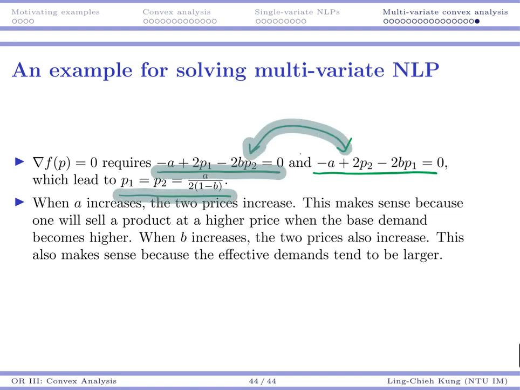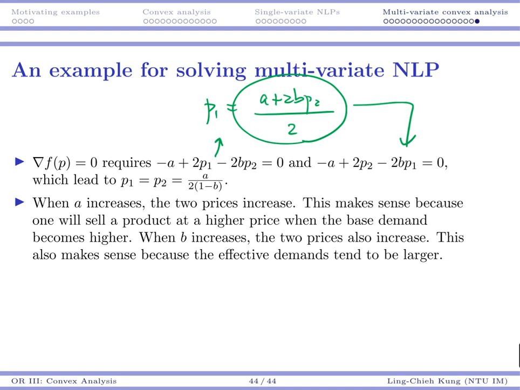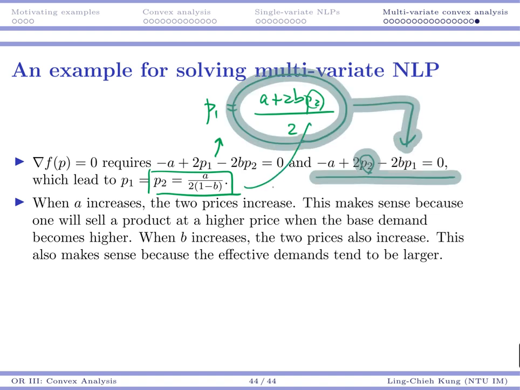Okay, so maybe you need some hint about how to do this. Well, that's not too difficult. For equation 1, you know P1 must be A plus 2B P2 over 2. Alright? And then all you need to do is to take this, plug into your second equation. Then you're going to get P2 in one equation. You're going to see that P2 would be A over 2 times 1 minus B. And then you plug that in again, you will see P1. So that's how we solve this problem mathematically.